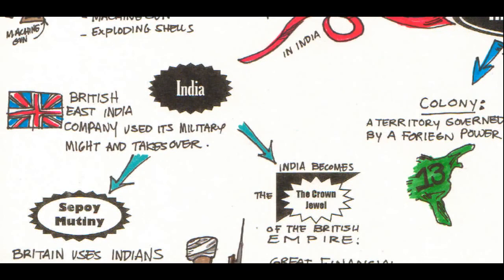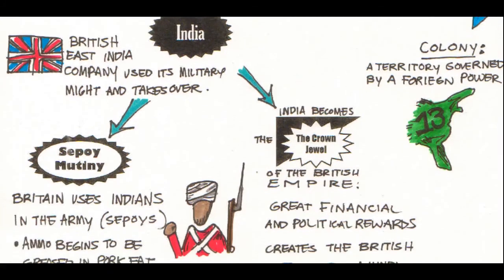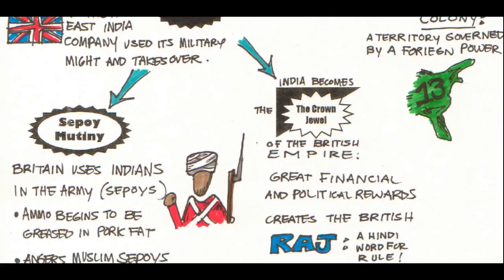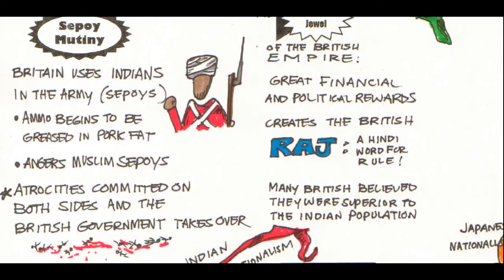First, we have the British East India Company, which used its military might and takes over India. We have some different events taking place in India. First, we have the Sepoy Mutiny. Basically, what happened here is Britain used Indians in their army. They were called Sepoys. The main religions of India are Islam and Hinduism.